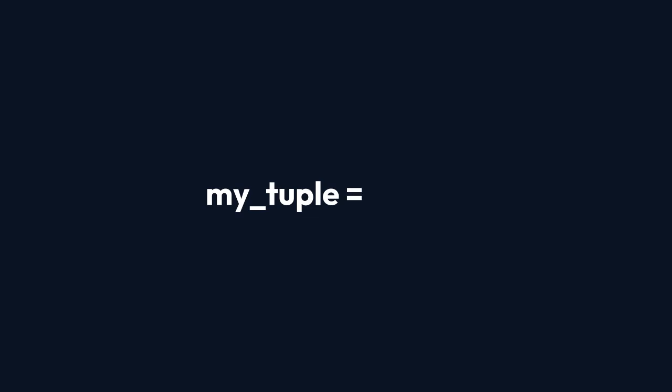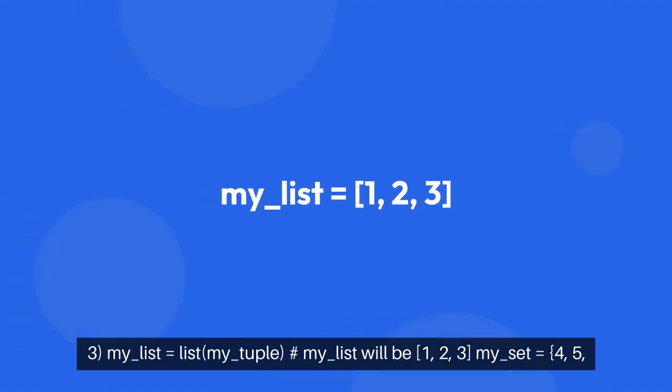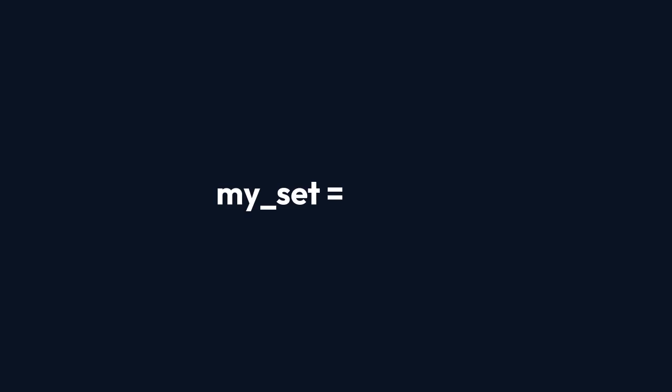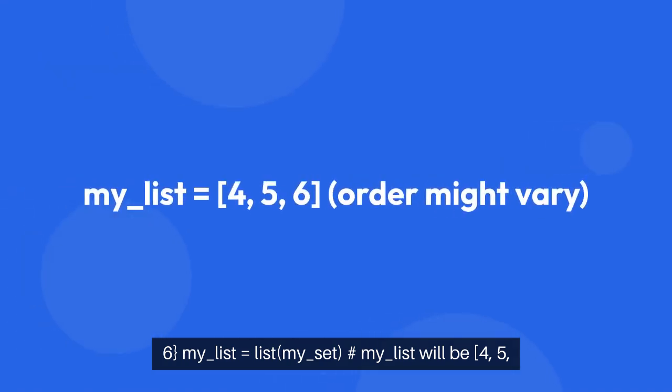myTuple = (1, 2, 3). myList = list(myTuple). myList will be [1, 2, 3]. mySet = {4, 5, 6}. myList = list(mySet). myList will be [4, 5, 6].